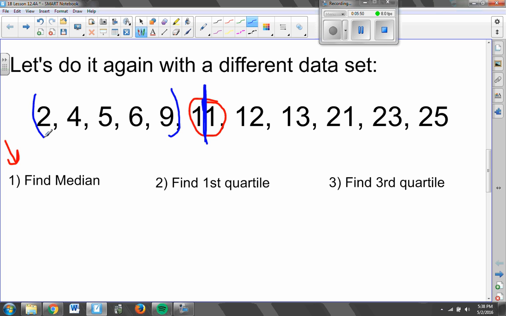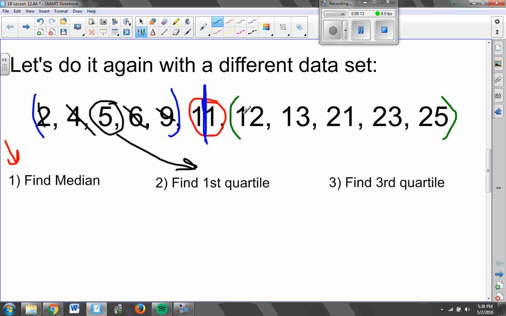I'm just going to go from 2 to 9. And then similarly, when I go to the upper half, I'm not going to include the 11. I'm just going to go from 12 to 25. Now, the first quartile is the median of this lower half, which if I cross out those numbers turns out to be 5. So the first quartile is 5.